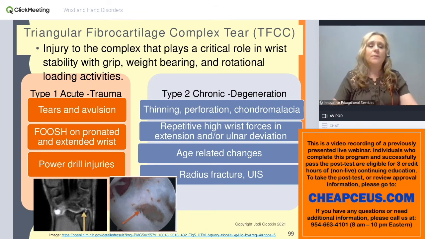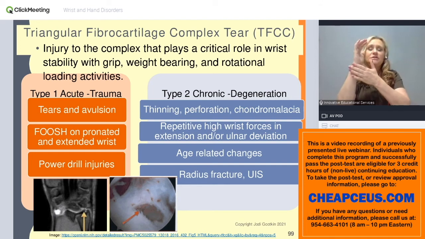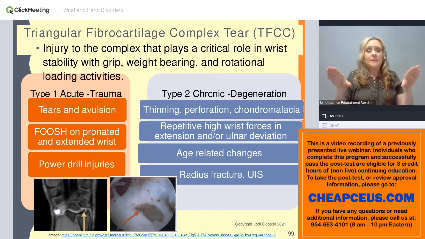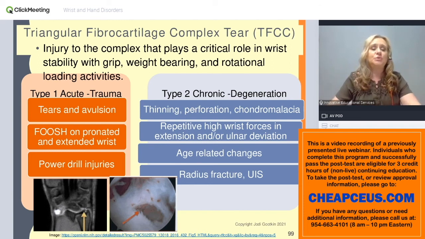Triangular fibrocartilage complex tear. We're looking at pathology on this ulnar side of the wrist, of that whole stabilizing complex that's so important to our wrist movements. There are two general types of damage to these structures. The first type is going to be our acute trauma.